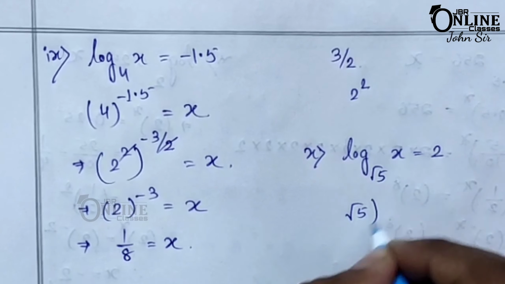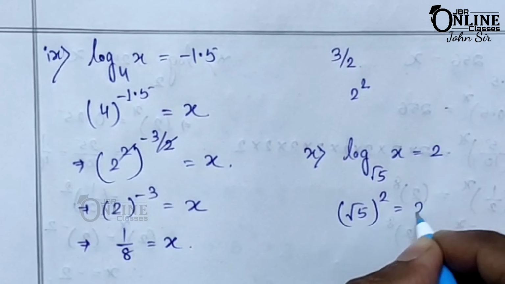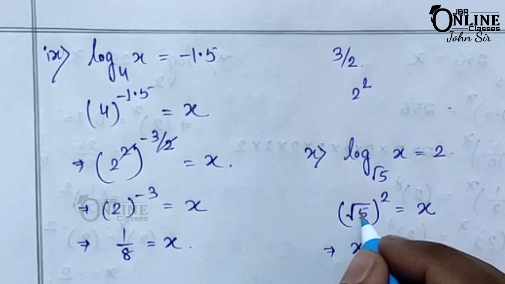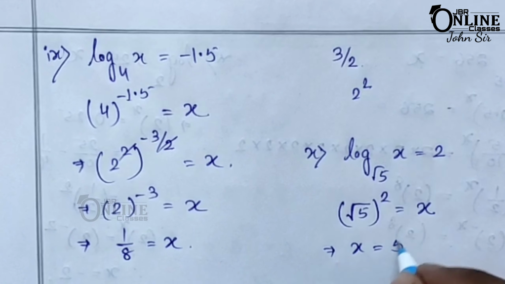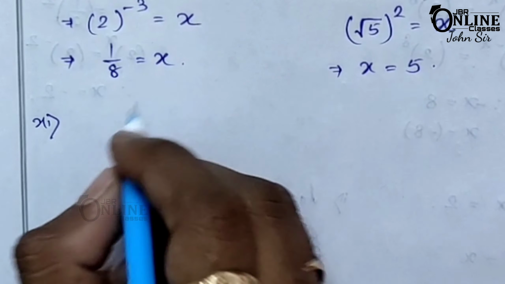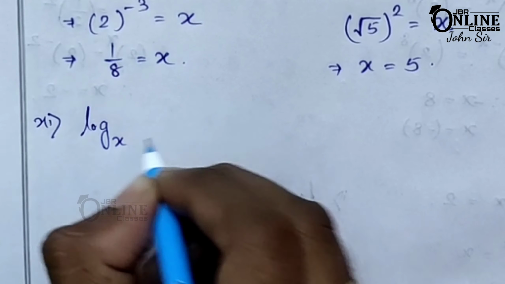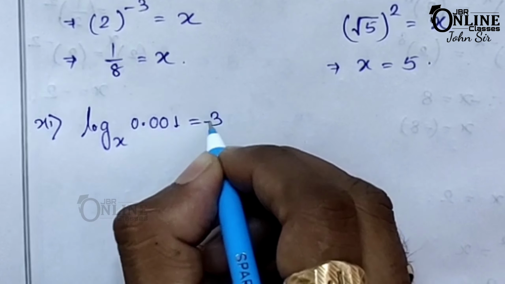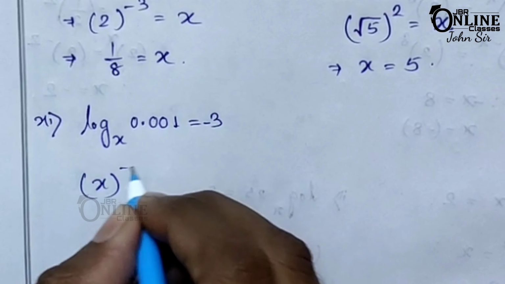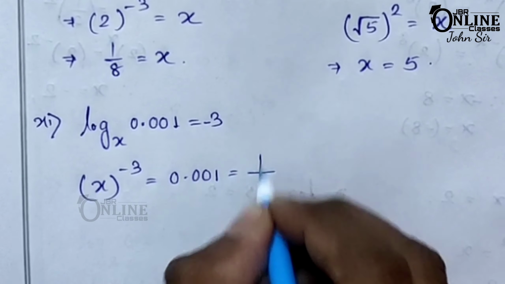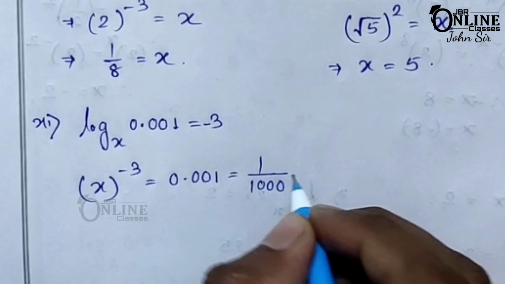That means root 5 whole square equals x. So here x equals, now root 5 whole square means root 5 into root 5, so it becomes 5. Now sum number 11, log base x of 0.001 equals minus 3. So x to the power minus 3 equals 0.001, and it becomes 1 by 1000.